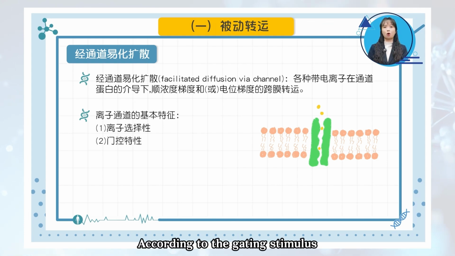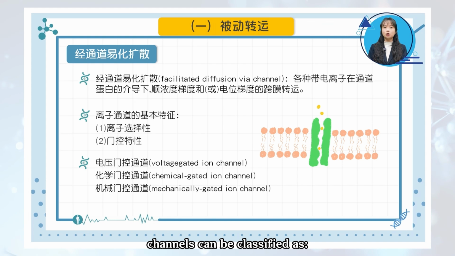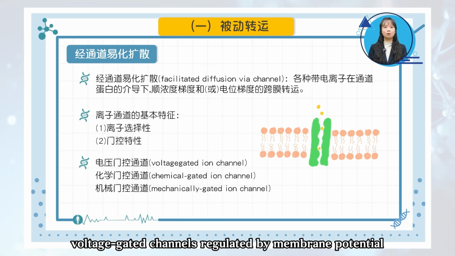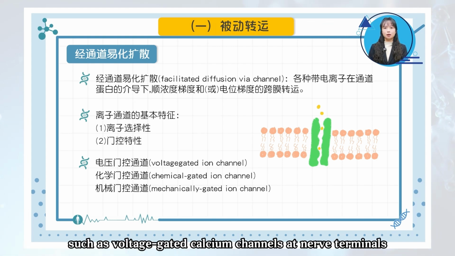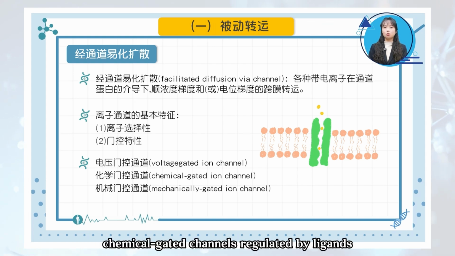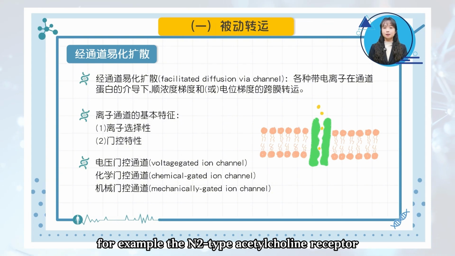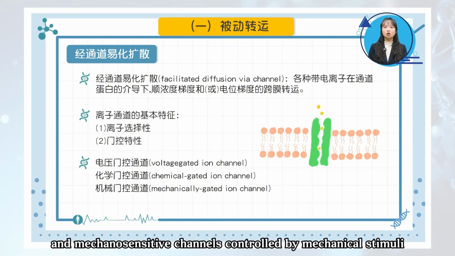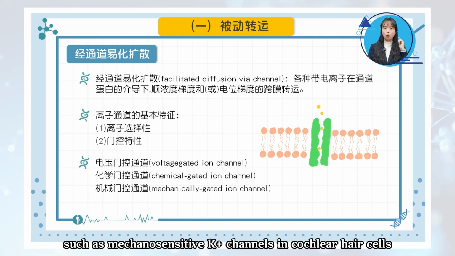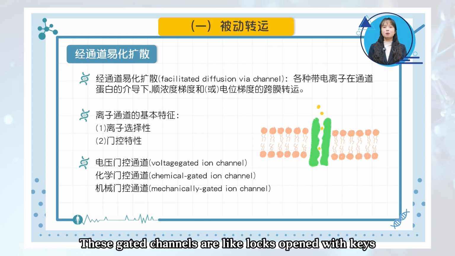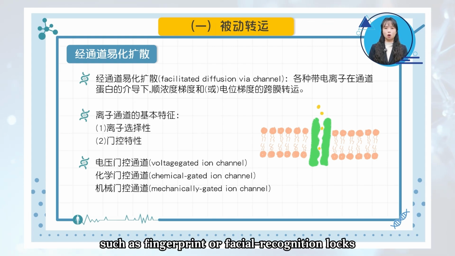According to the gating stimulus, channels can be classified as voltage-gated channels regulated by membrane potential, such as voltage-gated calcium channels at nerve terminals, chemical-gated channels regulated by ligands, for example the N2-type acetylcholine receptor, and mechanosensitive channels controlled by mechanical stimuli, such as mechanosensitive K+ channels in cochlear hair cells. These gated channels are like locks opened with keys, such as fingerprint or facial recognition locks.